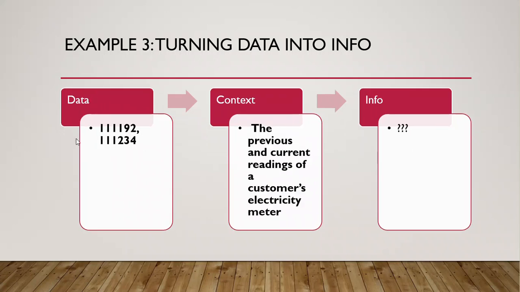The next one, let's say we have these two numbers. Also without any meaningful idea unless they are given certain context. If the context is the previous and current readings of a customer's electricity meter, of course, certain information can be derived from this raw data with this context.